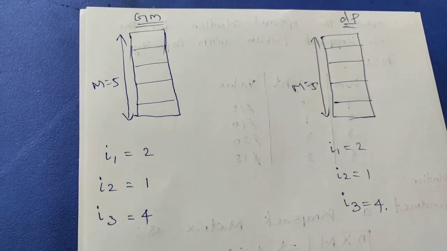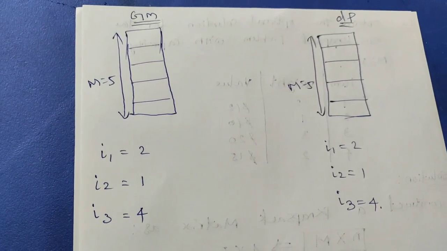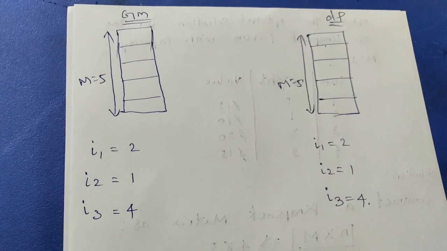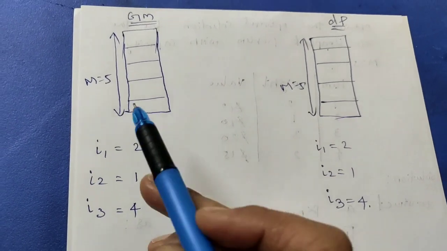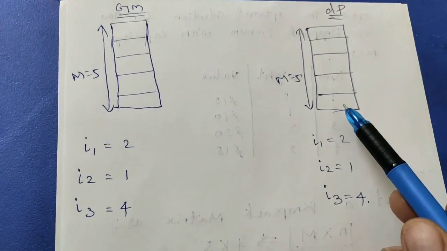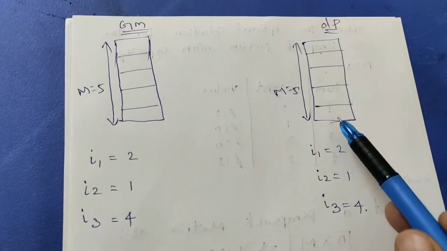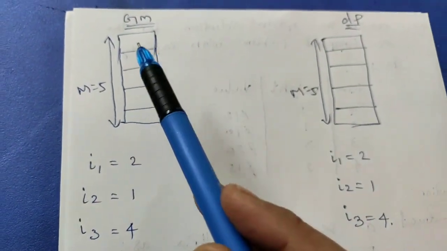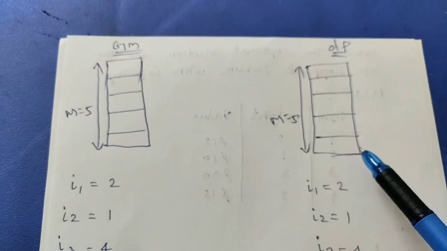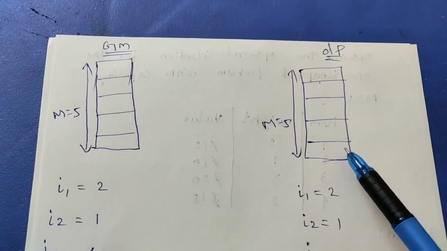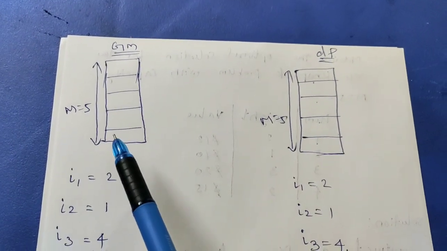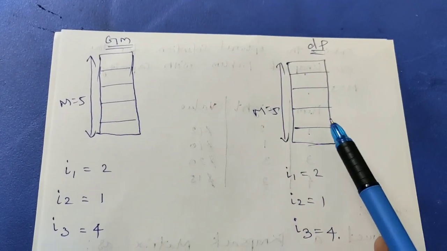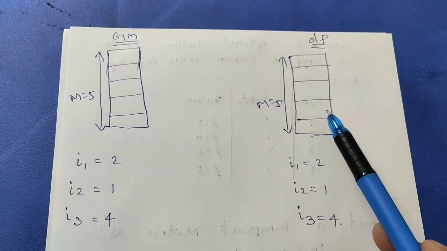Before going for the 0 by 1 knapsack problem using dynamic programming, let us see the difference between the greedy method knapsack and the dynamic programming knapsack so that it will be easy to understand. I have taken a knapsack using a greedy method here. I have taken a knapsack using dynamic programming here. First, let us see what is the concept behind the greedy method. Then I will tell you what is the concept behind dynamic programming.